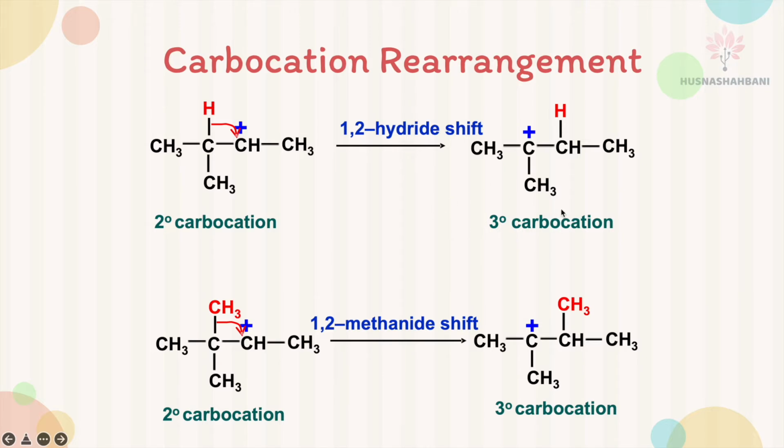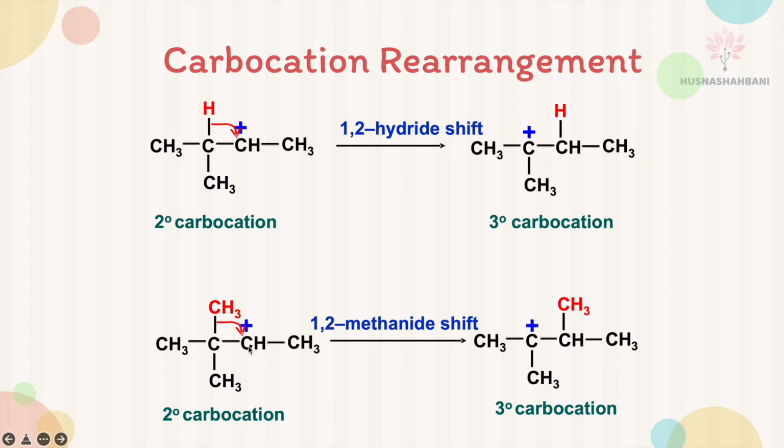The carbocation rearrangement happens because we want the carbocation to be more stable. Initially, this is a secondary carbocation, and in the product, it is a tertiary carbocation. A tertiary carbocation is more stable than a secondary carbocation. So that's why we did the 1,2 hydride shift.